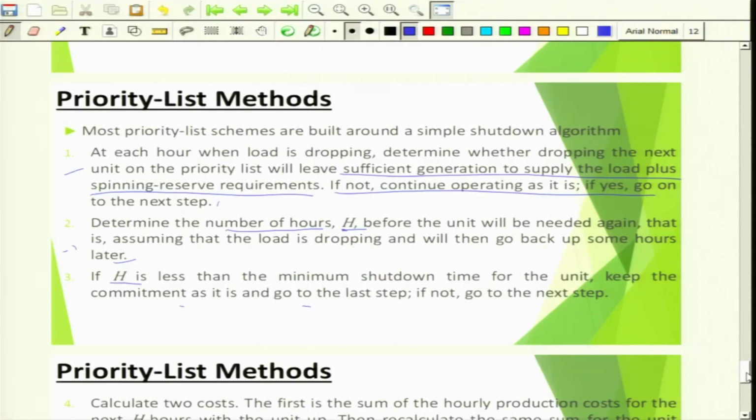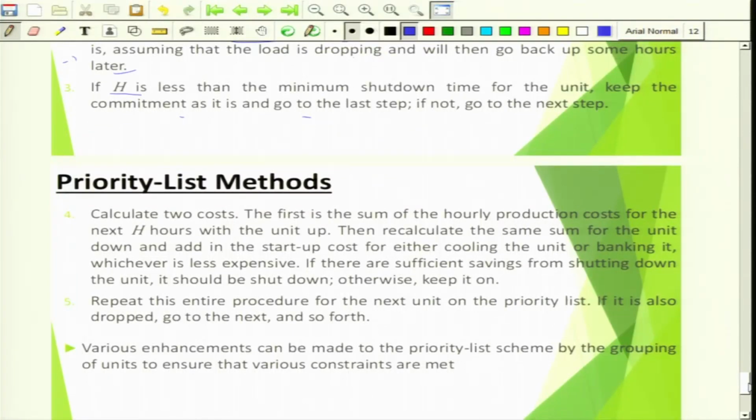Now what is the next step we suggest? Now that problem is also not there. That means you can bring it down, and even if you bring it down and the load again increases, the shutdown time is still less than the number of hours before which it can be brought back into the system. Now you find out whether it is economical to bring it down or not. Now the technical constraints are met, so you check the economical operation.